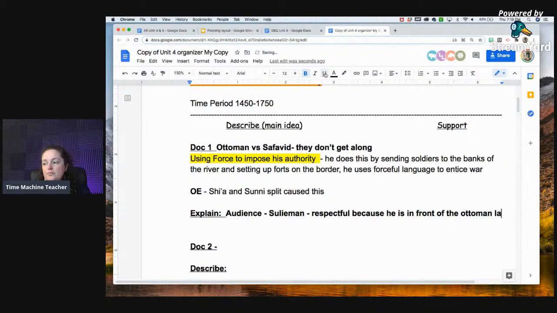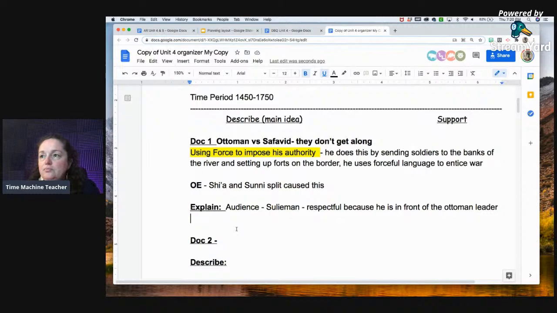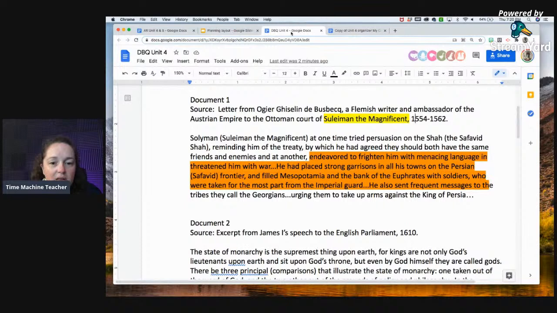So notice that I'm just putting down the bare minimum over here, things that are just going to help me remember what I want to say when I write it. You don't have to write in full sentences. You can put bullet points on your notes. You're just doing it as quickly as possible so that you can get through these documents and write your DBQ. I don't think I spelled his name right. Oh, close. Maybe I did. Yeah, I think I did. Okay.